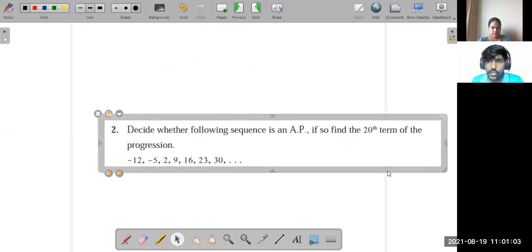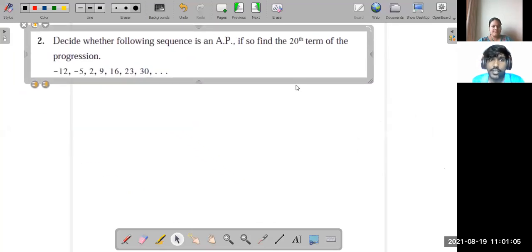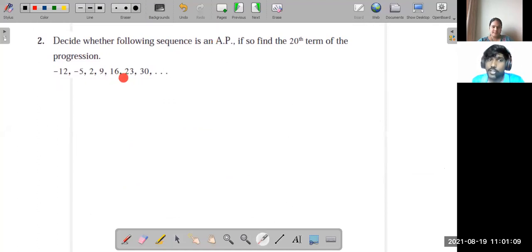Now, if you read the question carefully here, decide whether the following sequence is an AP, and if it is an AP, you have to find out the 20th term. 20th term means T20 you have to find out. Okay, so let's do everything stepwise. So A, first term is T1, which is minus 12. Now let's find out a common difference.